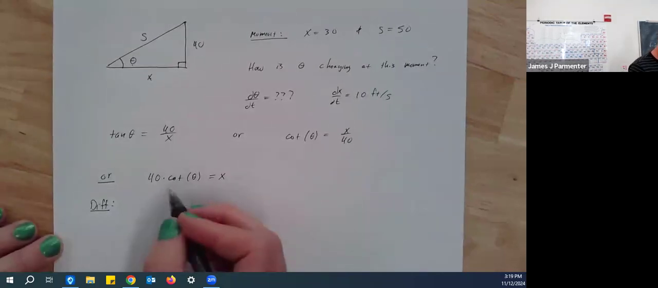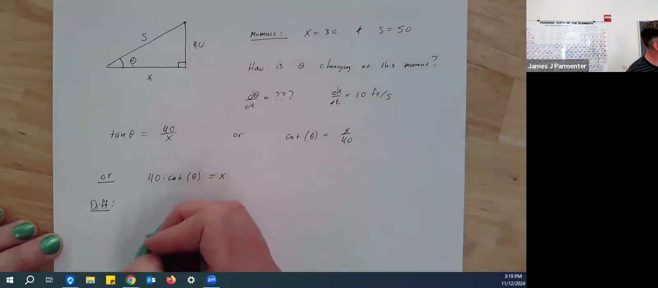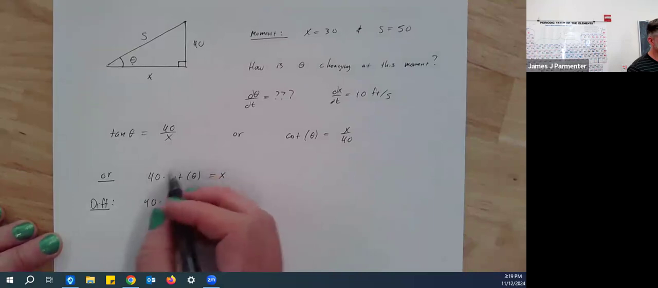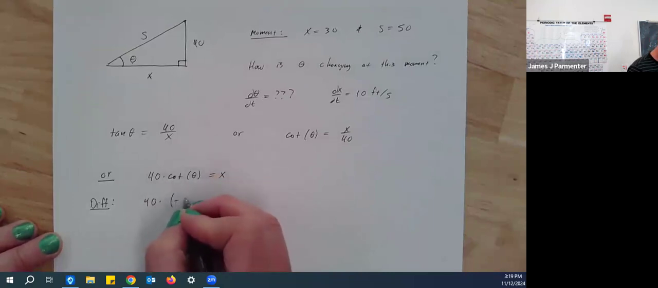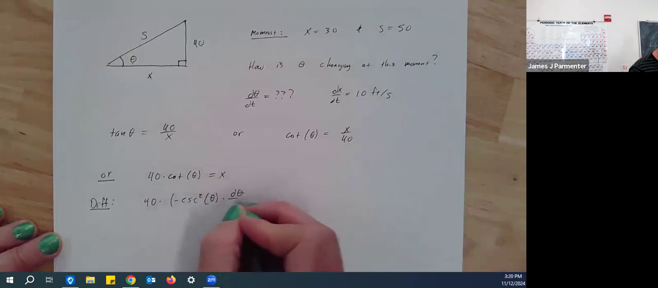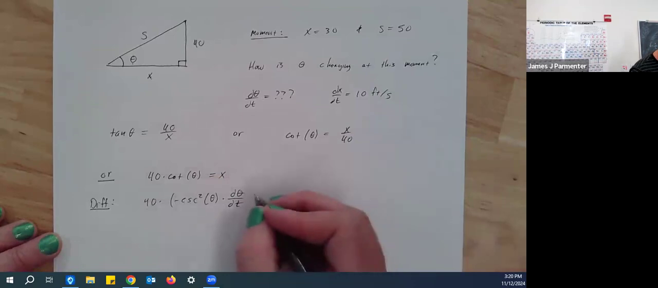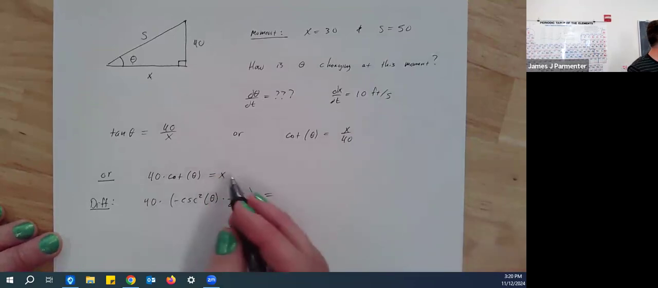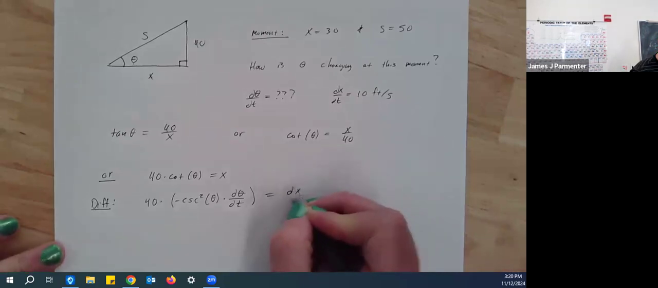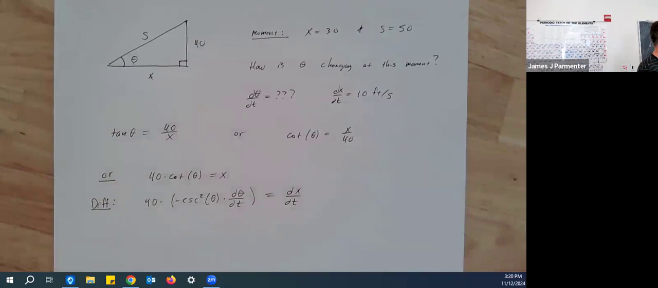So taking the derivative of both sides, with respect to time still, the 40 hangs out. The derivative of cotangent of some stuff is negative cosecant squared of that stuff times the derivative of the inside stuff, which is d theta dt, equal to the derivative of X. Be careful here. I know it's real tempting to just write 1, but the derivative of X isn't 1 here. The derivative of X is dx dt. Again, we're differentiating with respect to time.